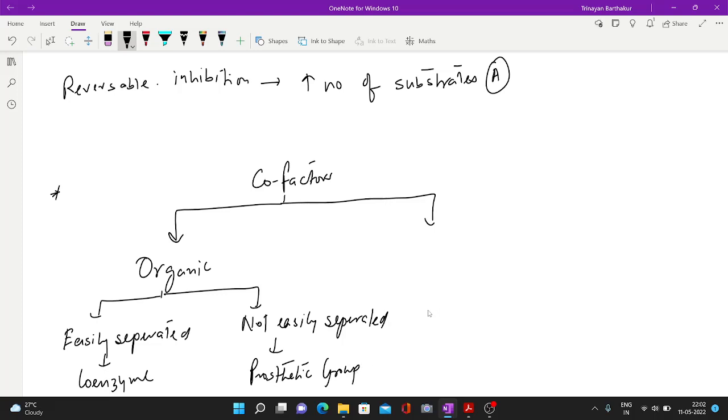And the cofactor can also be inorganic, and inorganic means metallic ions. These are all activators. So this is the basic classification of an enzyme.